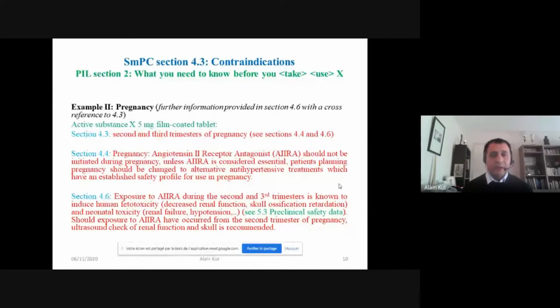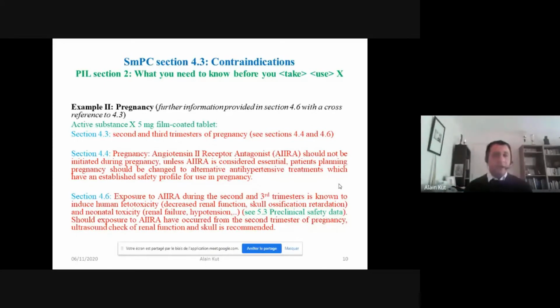And what we can find is a statement here that exposure to angiotensin II receptor antagonists during the second and third trimester is known to induce human fetotoxicity. That means decreased renal function or skull ossification retardation, and neonatal toxicity: renal failure, hypertension. This information comes from section 5.3, the preclinical safety data.